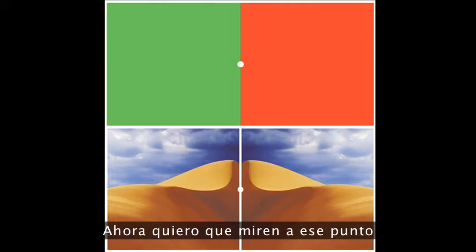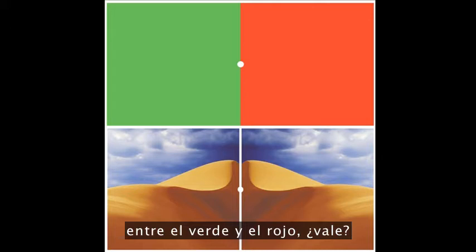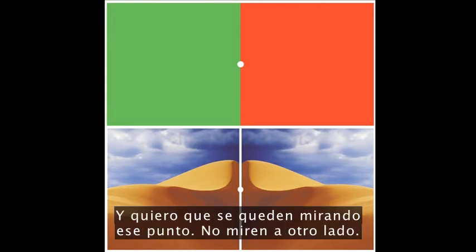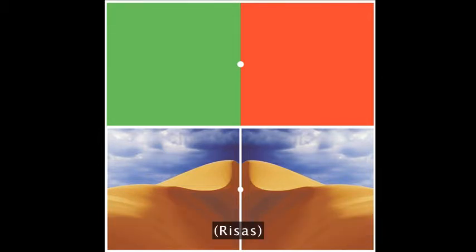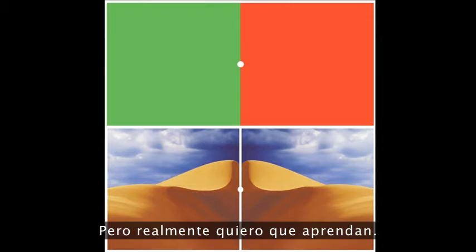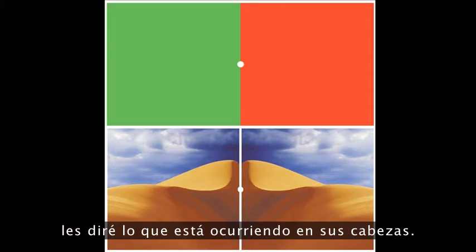Now I want you to look at that dot between the green and the red, okay? And I want you to just stare at that dot. Don't look anywhere else. We're going to look at that for about 30 seconds, which is a bit of a killer in an 18-minute talk. But I really want you to learn. And I'll tell you what's happening inside your head.